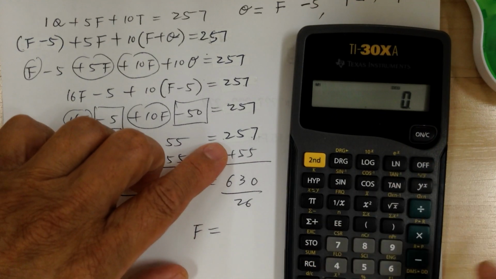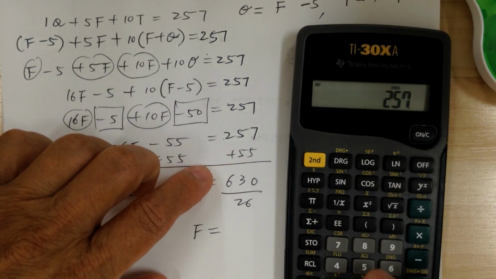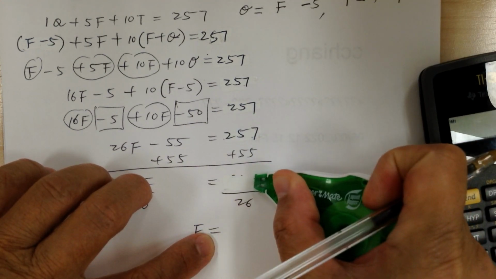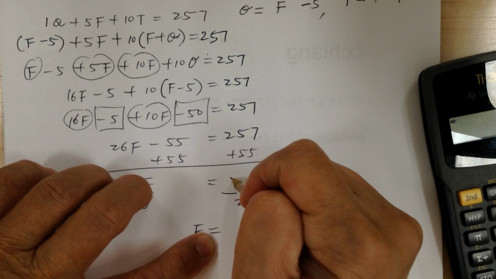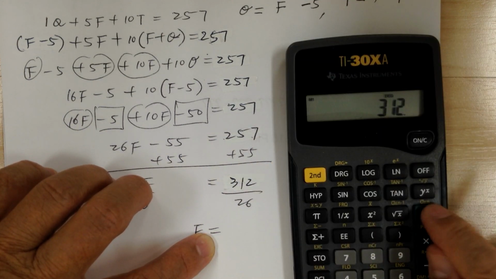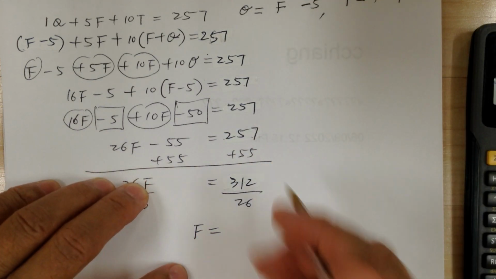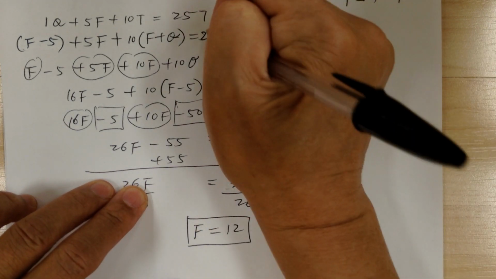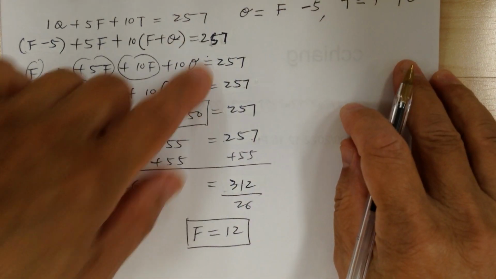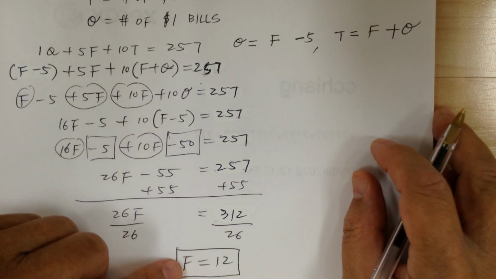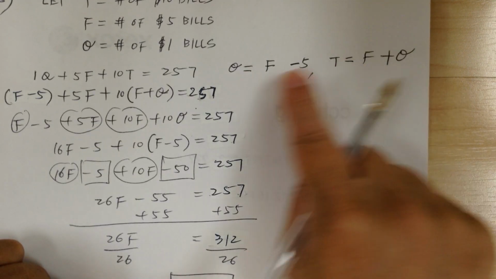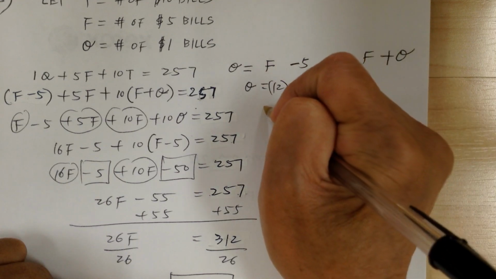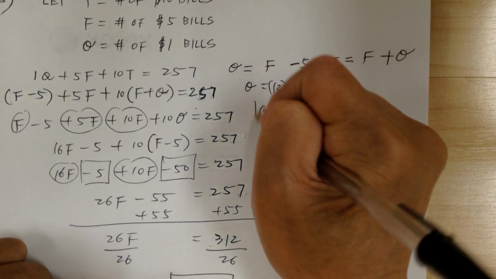Okay, so let's try it again. So 257 plus 55 equal to 312. Okay, let's see if we got it right this time. Then we're going to divide by 26 equal to 12. Okay, so that works. Sorry about that. So again, a little bit of dyslexia kicking in. Okay, so once we found F, we can go back to here. You can solve. So O equal to 12 minus 5. So O equal to 7.